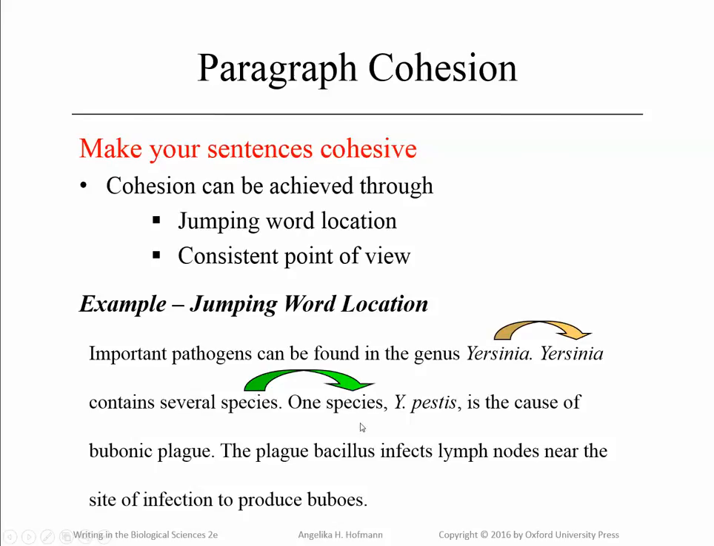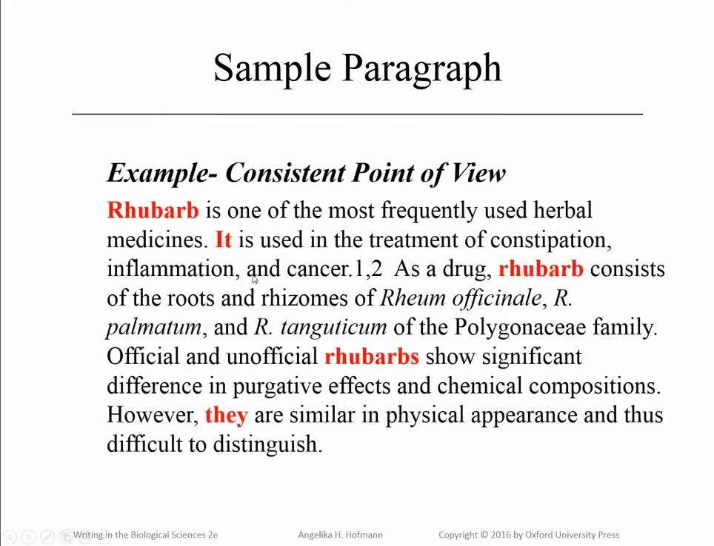Now we're going to concentrate on one of those species. Those species cause the plague, and then we talk a little bit about the plague. So that's that jumping word location that really pulls the reader through the information in the way that you want them to see it. Keeping a consistent point of view is important too.